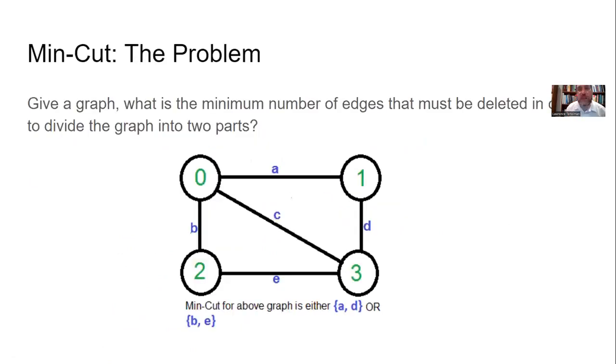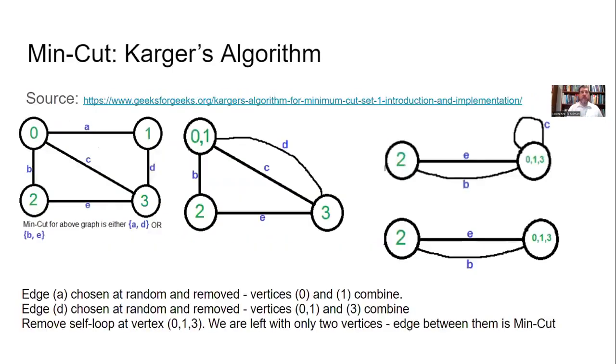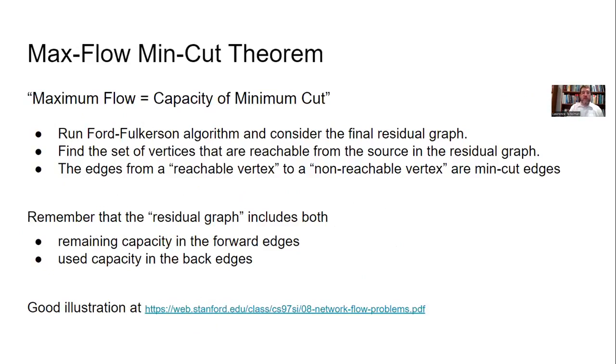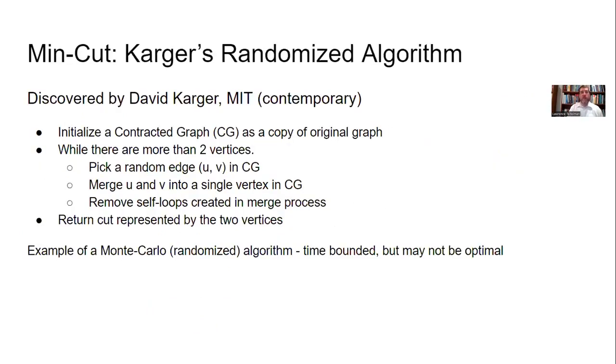Last, I think this is our last algorithm for today. It's a min cut. And we're going to have another example of a randomized algorithm. The interesting thing about this randomized algorithm is it was come up with by someone named Karger.